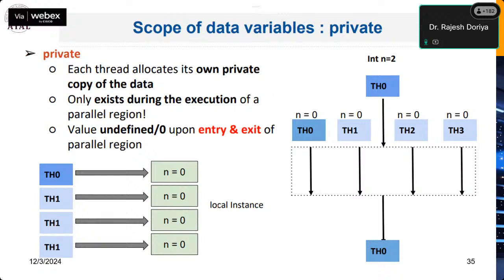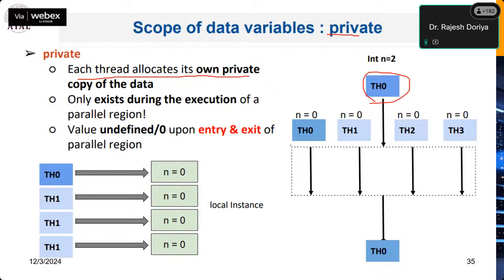And now let's say we do not want each and every thread to have the value of the master thread. If that is the case, then we are going to set the scope of data variables as private. In private, each thread is going to allocate its own private copy of the data, and it only exists during the execution of a parallel region. And the value of each data variable at each and every thread is either going to be undefined or 0 upon entry and exit.